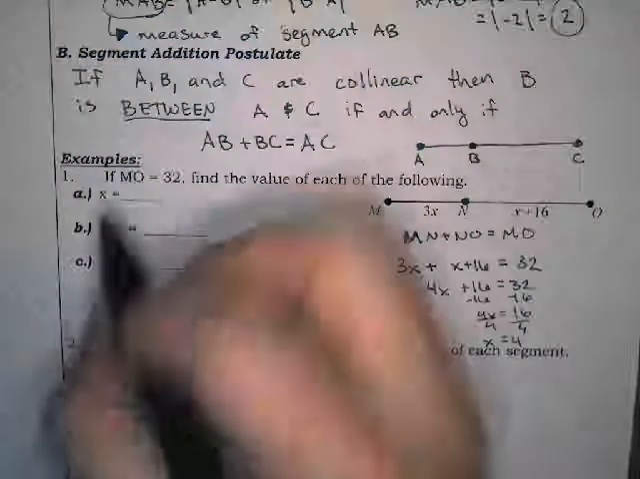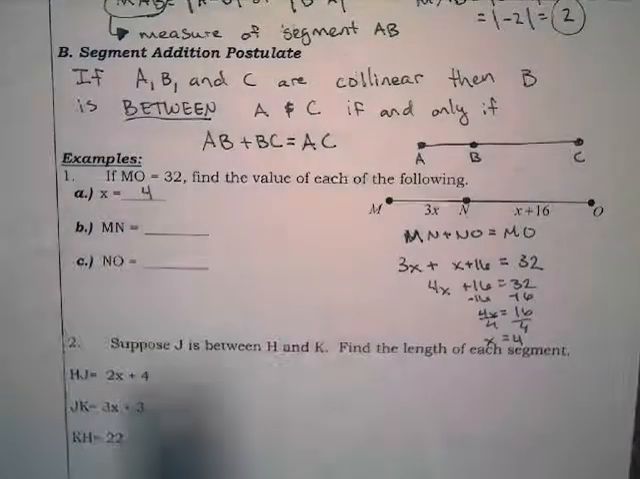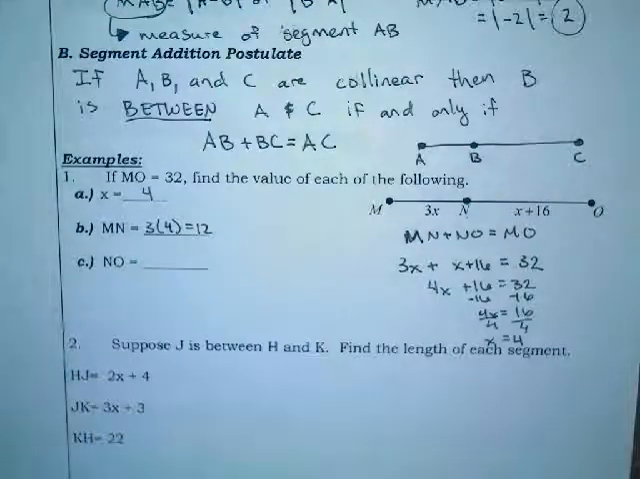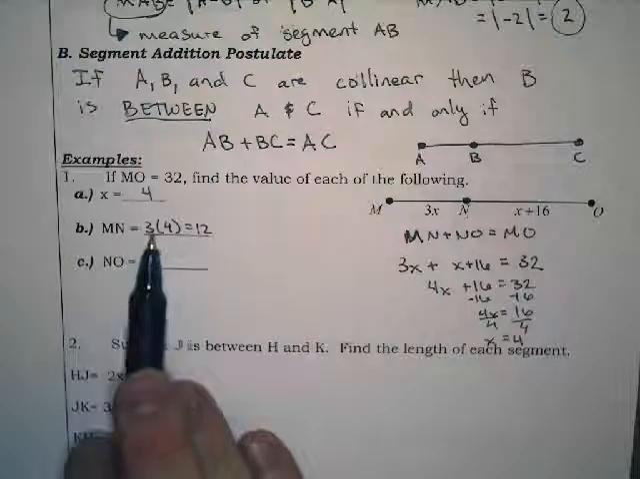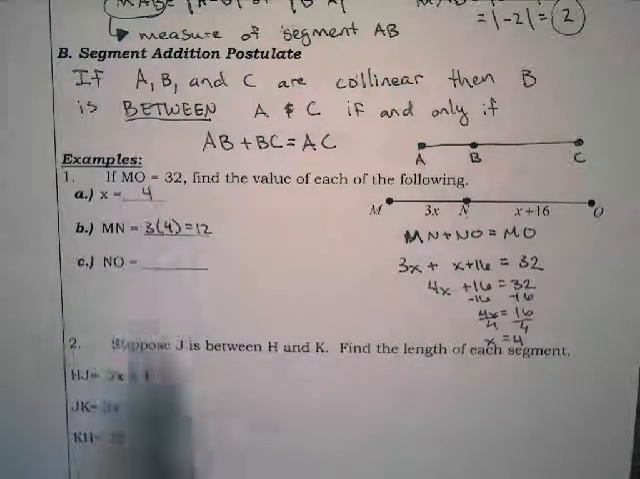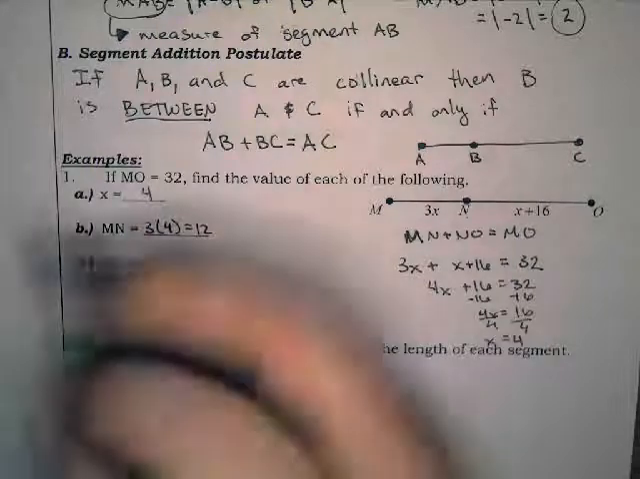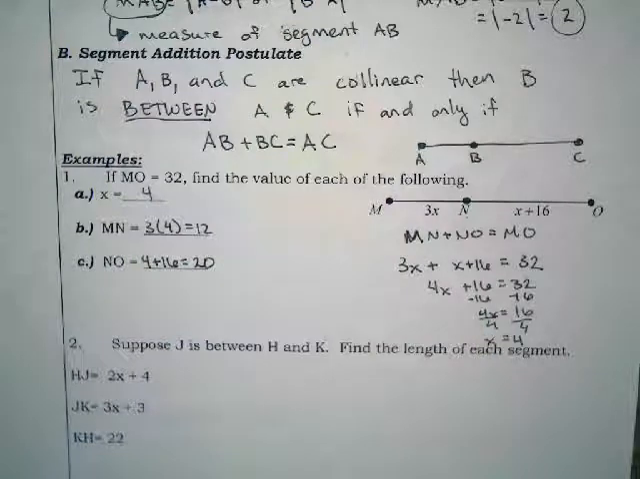So we found x equals 4. Now MN, we see is 3x. So I have 3 times 4 equals 12. So I just plug my x in to what MN equals. NO is equal to x plus 16. So we'll use 4 plus 16. NO is equal to 4 plus 16, which is equal to 20.